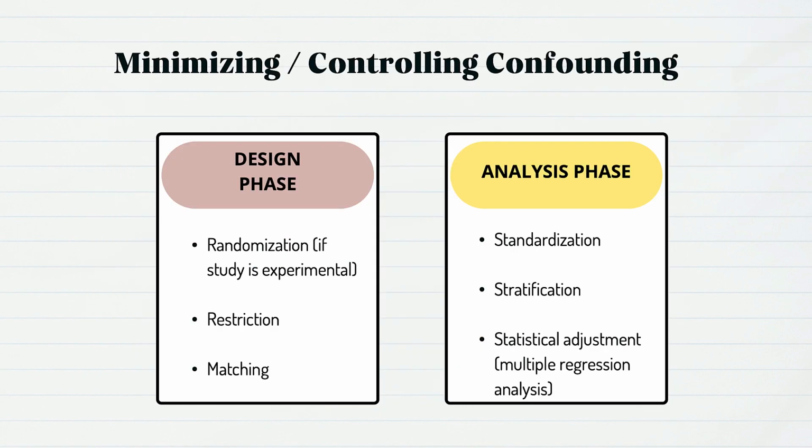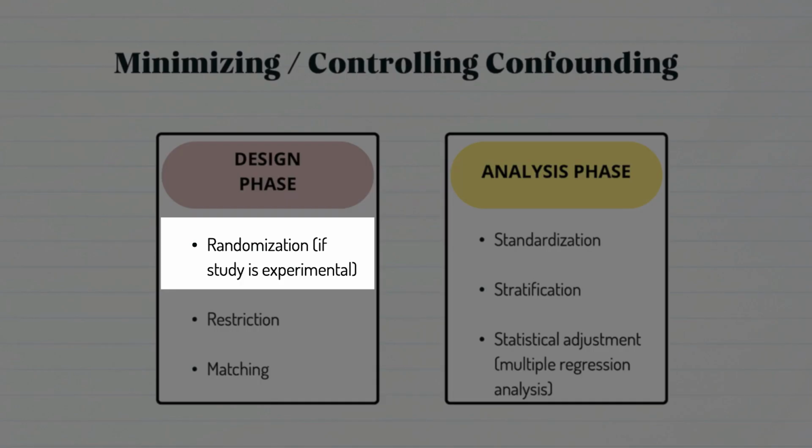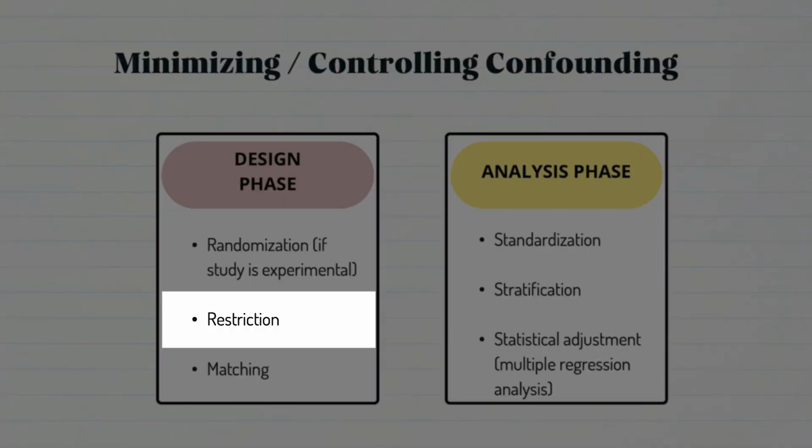When investigators identify potential confounders before they conduct the study, they can implement some methods in the design phase to try to minimize or control for confounding. And these are randomization if the study is experimental, restrictions, so selecting people to be in the study who are only in one category of that confounding variable. So if they think sex is a confounder, maybe they choose only males to be in the study.